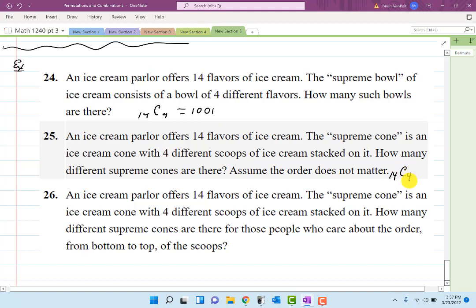Finally, for the last one, now the Supreme Cone is an ice cream with 4 different scoops of ice cream stacked up on it. But this is for those people that would walk in and they actually would care what is coming at top and bottom, and the order would matter to them. So in this last part, notice how order is implicit in the problem, and it becomes a 14P4. And that equals 24,024.